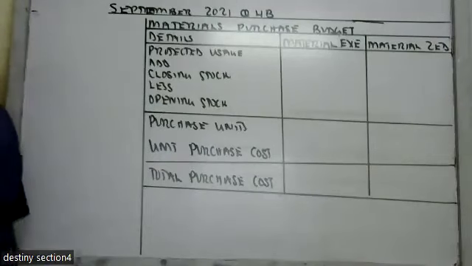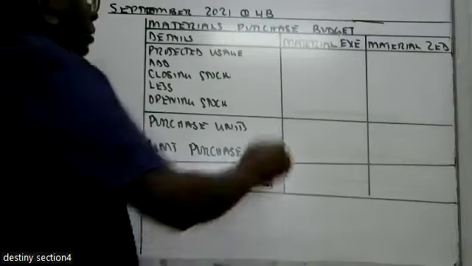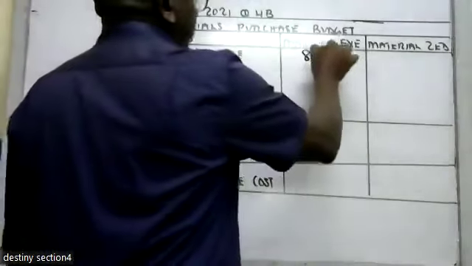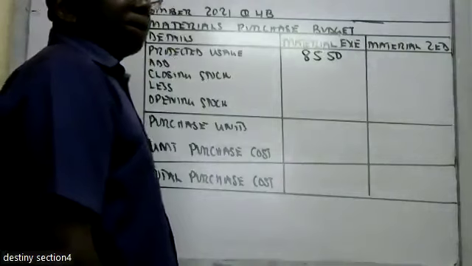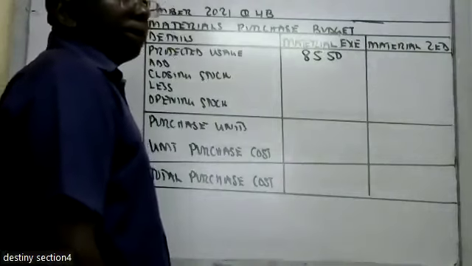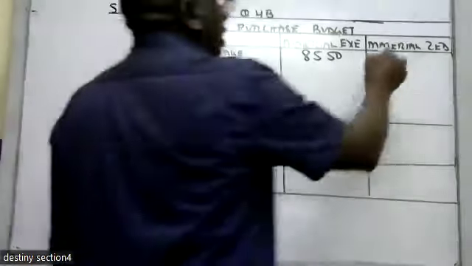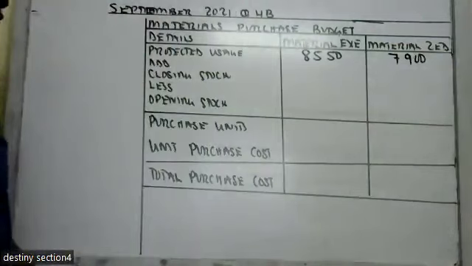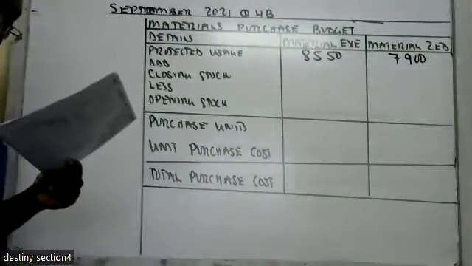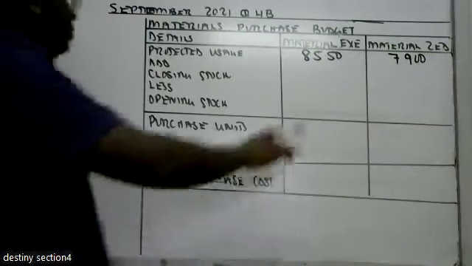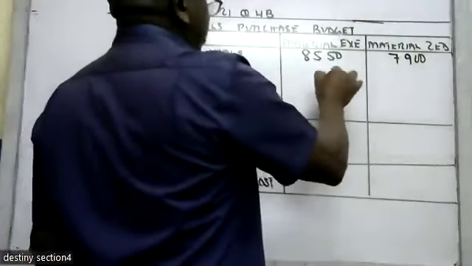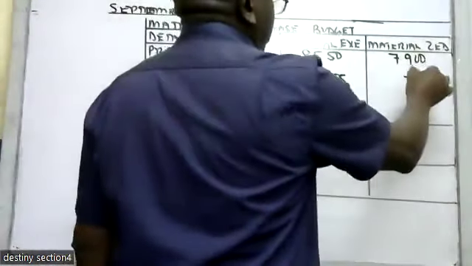So rudi kwa usage budget, niambie X tumepata topa yake ni 8550 na Z tumepata topa yake ni 2900. That is what you require for this period. Then you add the closing stock. Closing stock tunaambiwa it will be 10% of demand. So 10% of this itakuwa 855 na itakuwa 790.